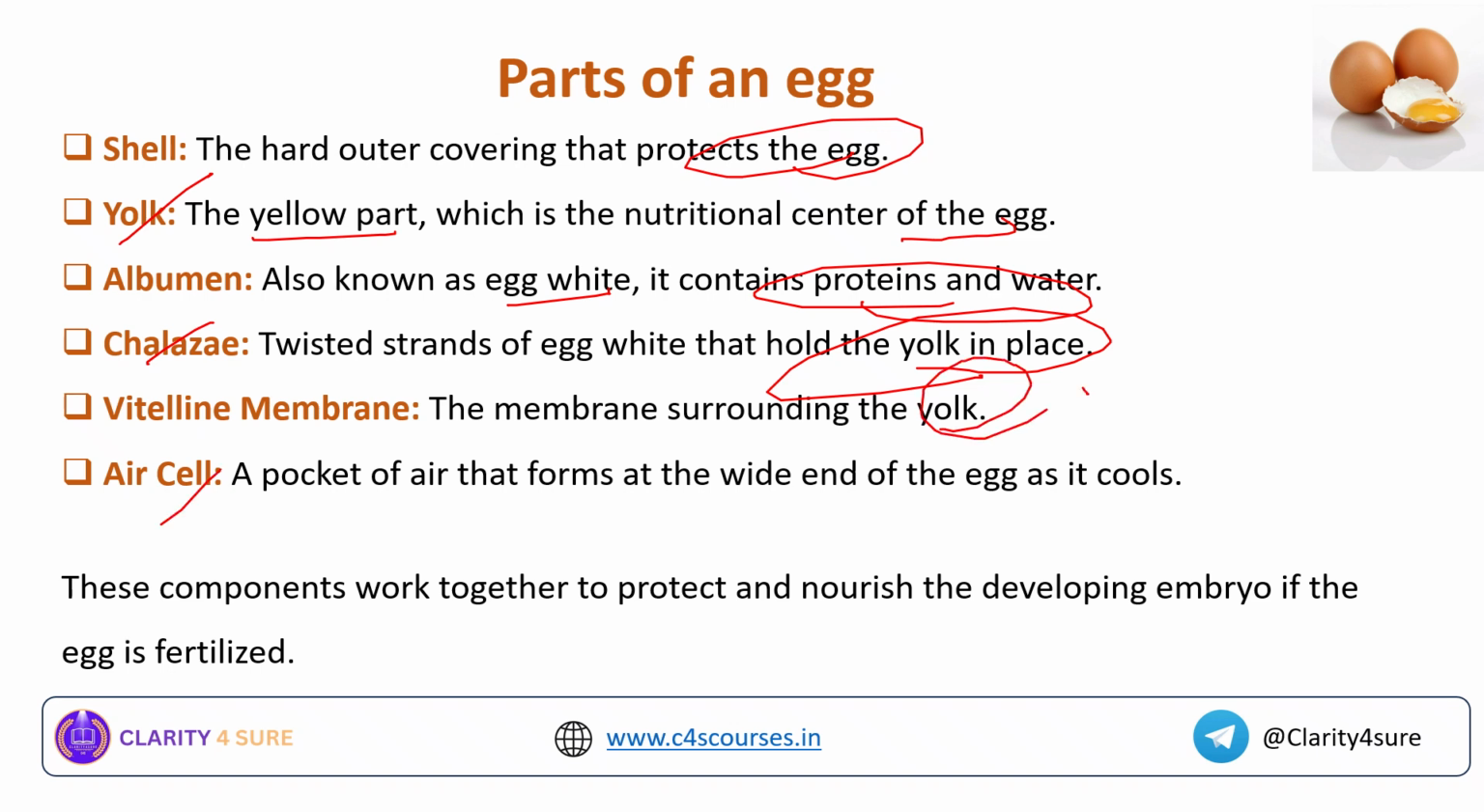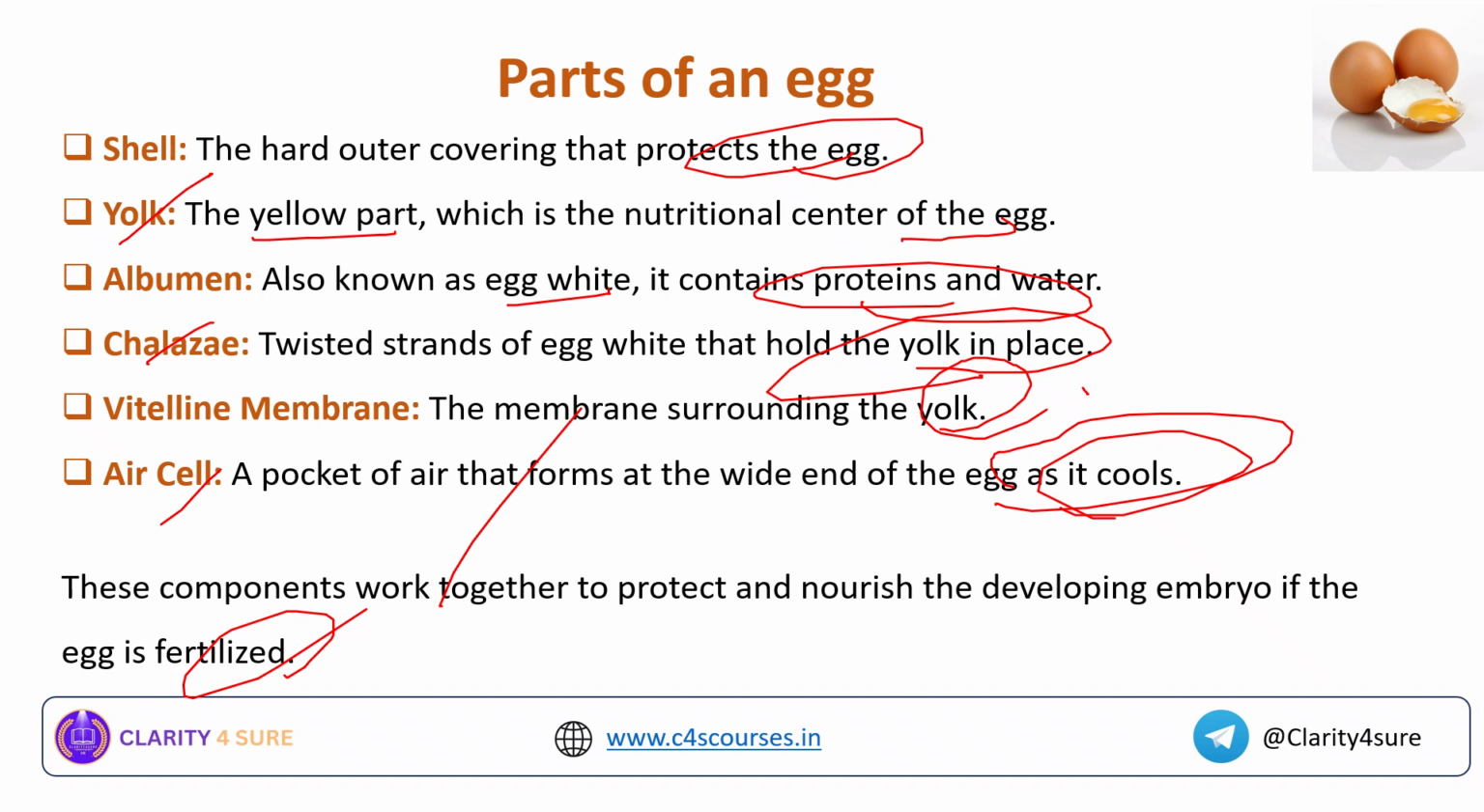Air cell, it is a pocket of air that forms at the wide end of the egg as it cools. It means that the egg will be laid by the hen. After laying, there will be a cooling period. In that cooling period only this air cell will form. Okay, that is what here it is mentioned as egg as it cools. Okay, these components work together to protect and nourish the developing embryo if the egg is fertilized. Okay, so these are all the parts of an egg.